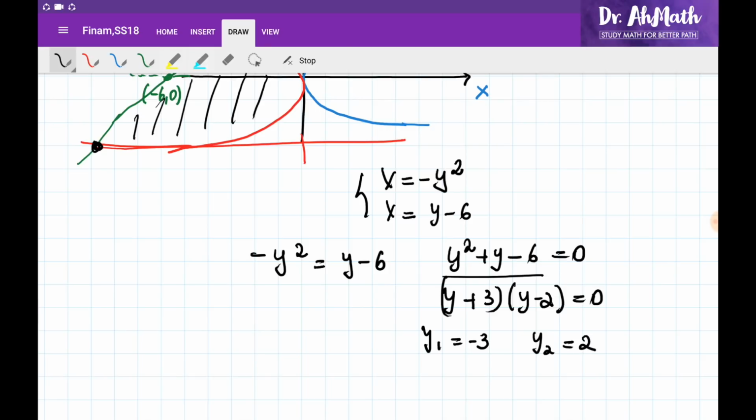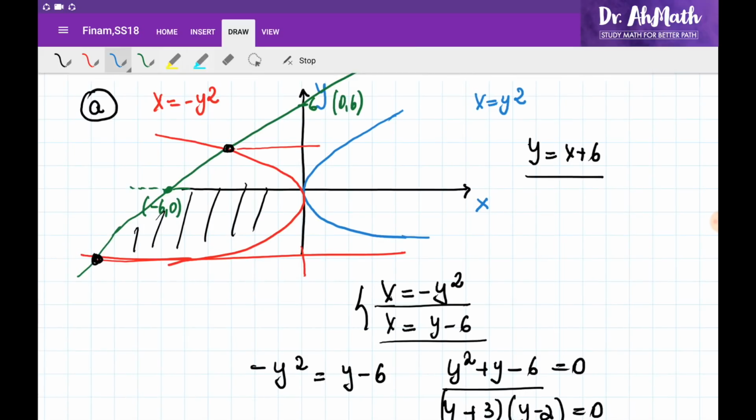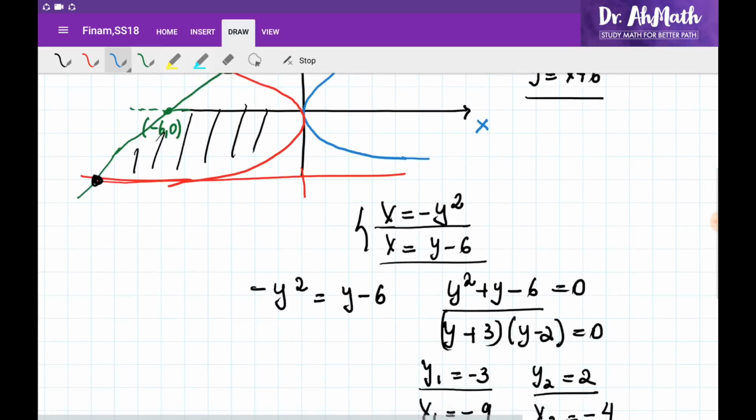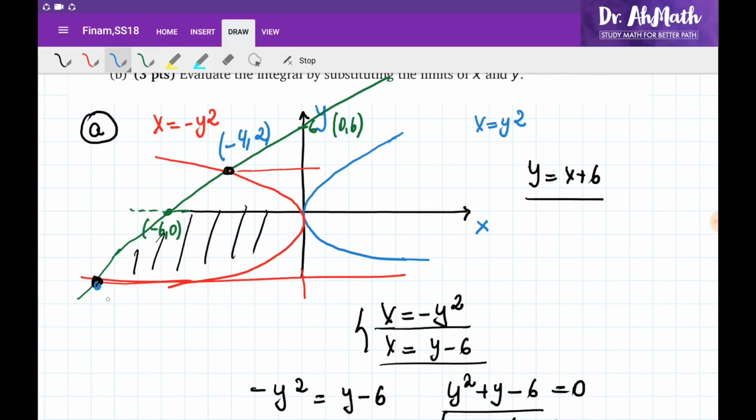So now we need to evaluate the x coordinates of the points. By substituting y1 into one of these equations, we can obtain the x coordinate, x1. It's going to be minus 9. And if you substitute y2 into one of the equations, you will get x2, which is going to be minus 4. So this point here has the coordinates minus 4 and 2, and this point here has the coordinates minus 9 and minus 3.